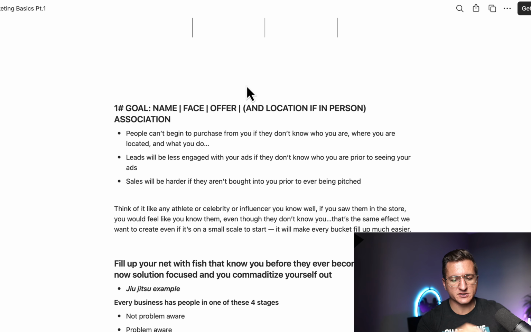So let's start with the first piece. People can't begin to purchase from you if they don't know who you are, where you're located, or what you do. Leads will be less engaged with your ads if they don't know who you are prior to seeing your ads. And sales will be harder if they aren't bought into you prior to ever being pitched.